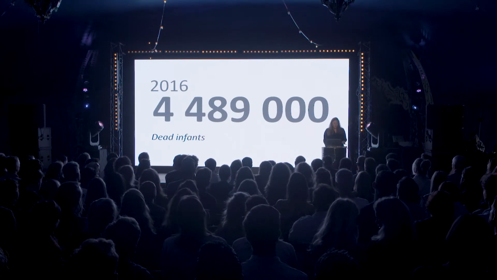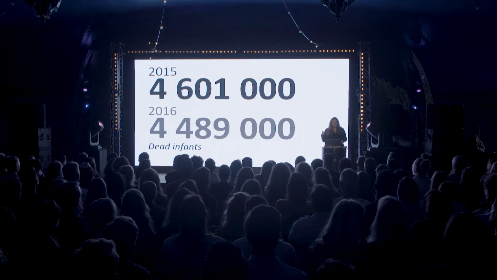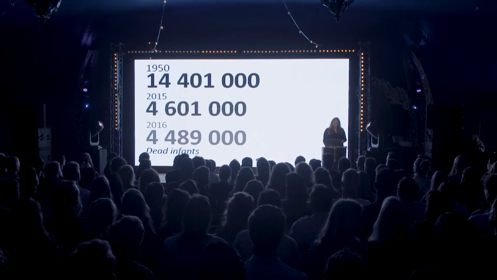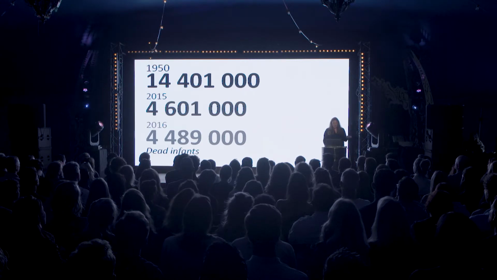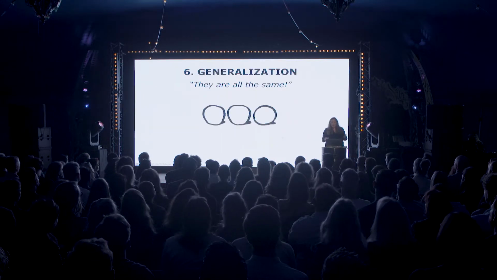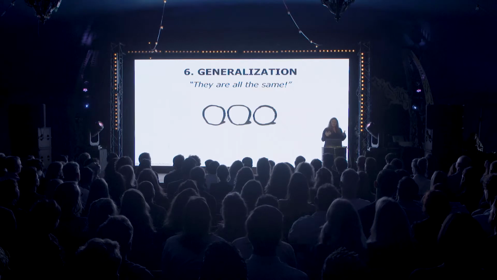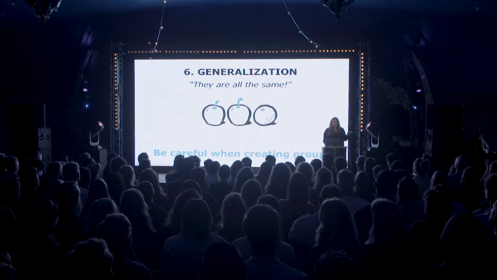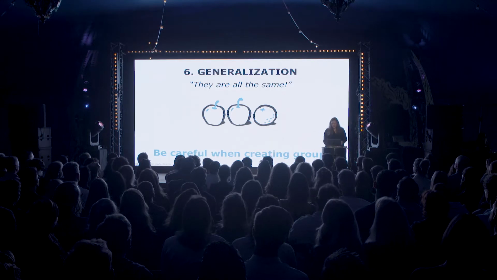I mean, it's horrible. What a bad number. But look, in 2015 or 1950, it used to be even worse. So we should always compare and divide. Then we have the generalization. We tend to think they are all the same. But we should be careful when we create these groups.